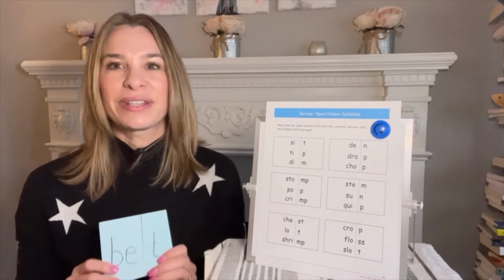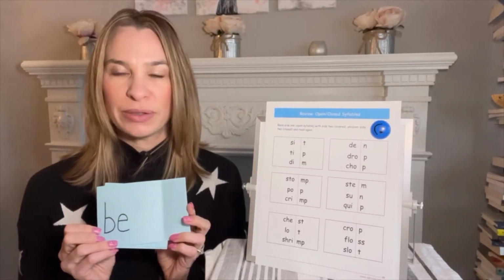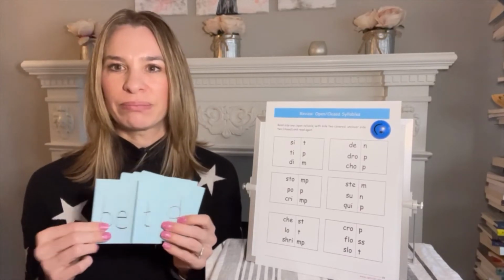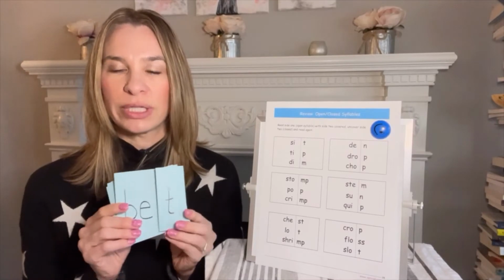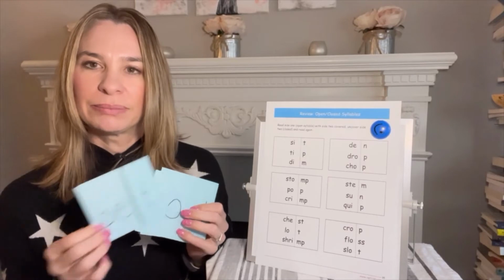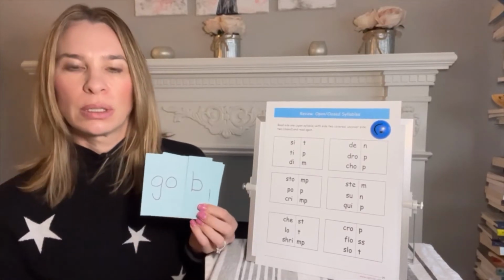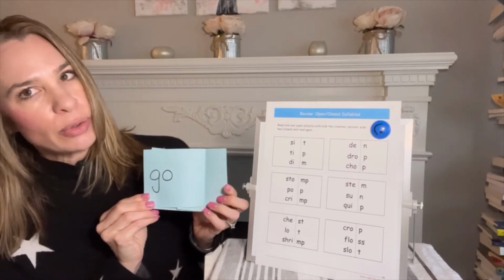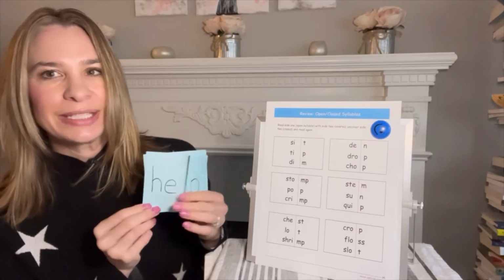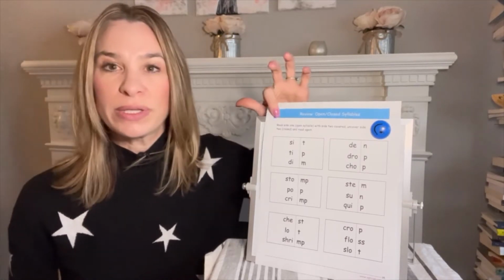Our next activity is the comparison deck. So you will have a closed syllable, and then you open it, and it's an open syllable. Notice these are not beautiful, but they are very functional. I just took an index card and folded it. So we have bet, and then we open it, and it's be. We have sod, so. Gob, go. Hen, he. Nod, no.